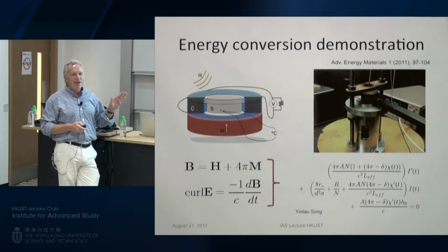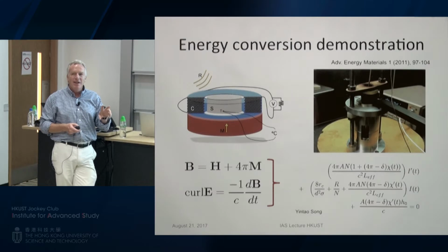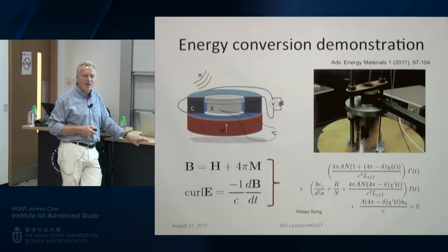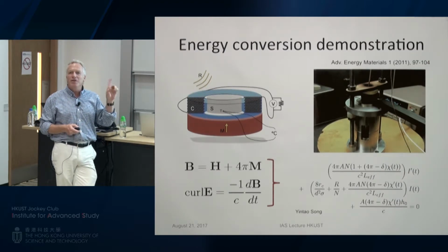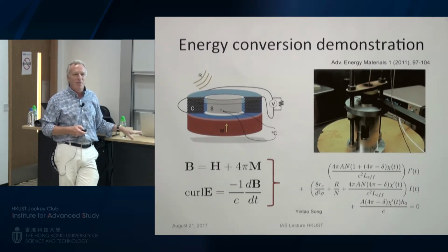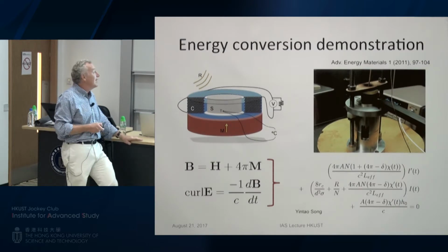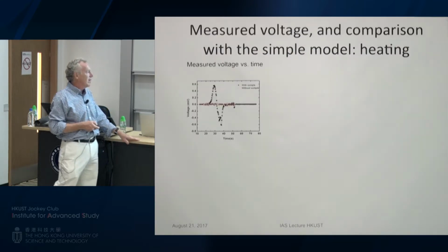So there's an energy conversion device. You heat it without an electrical generator. It generates a current in a coil. Okay? And that's not the only way you can do this. There are many ways with phase transformations you can convert heat to electricity directly without an electrical generator.